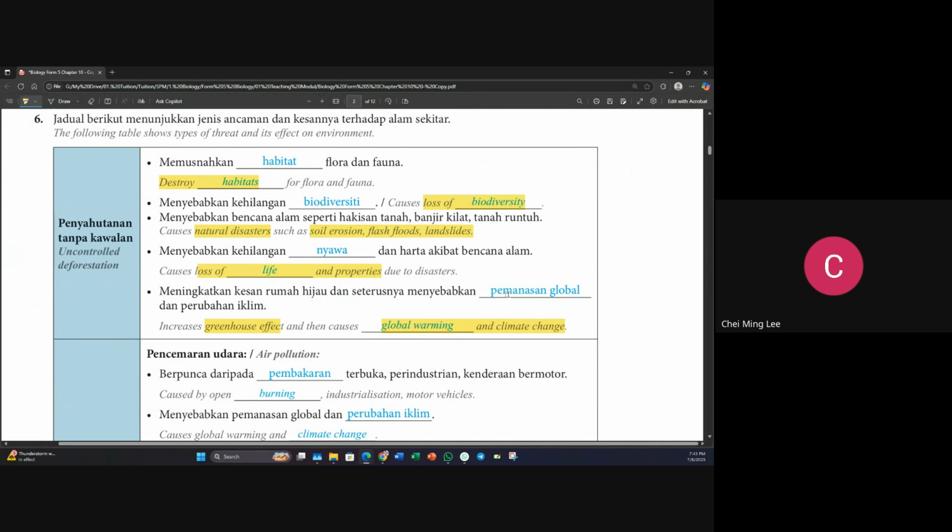Normally, greenhouse effect comes first. Greenhouse effect will cause global warming and climate change. These two are like elder and younger brother. They come in a package.